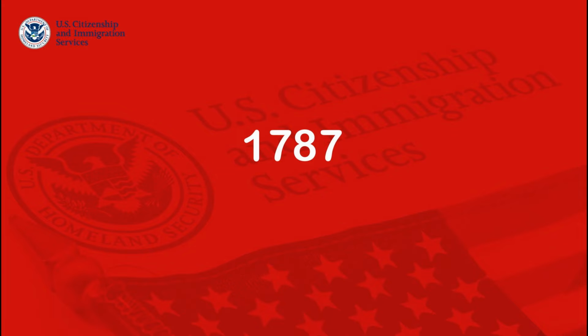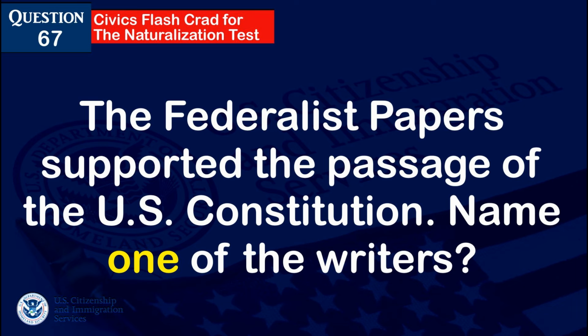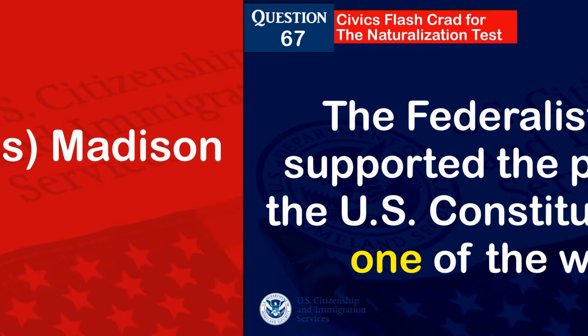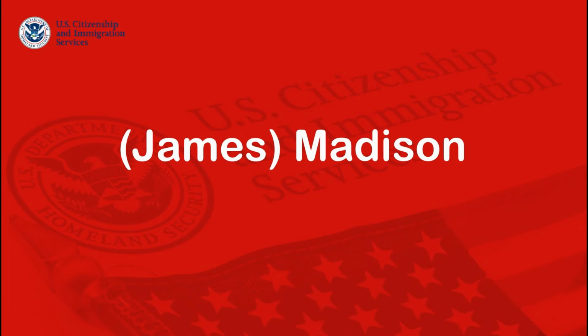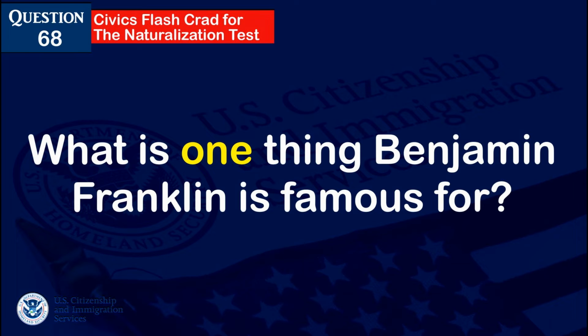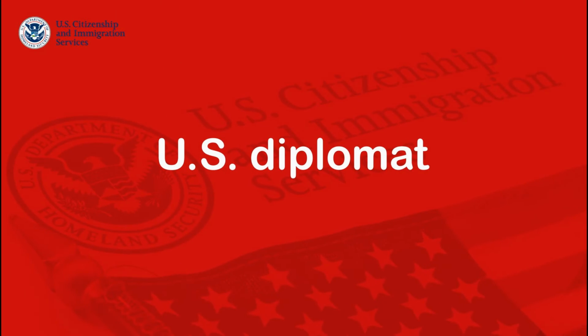1787. The Federalist Papers supported the passage of the U.S. Constitution. Name one of the writers. James Madison. What is one thing Benjamin Franklin is famous for? U.S. diplomat.